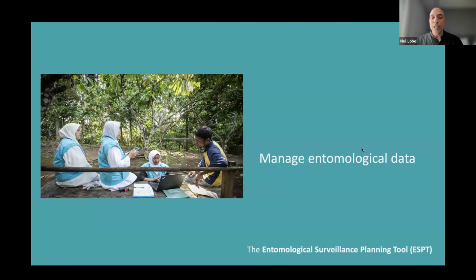Perfect. So managing entomological data is actually really important. Once you collect all this data, what do we do with it? How do we make sure it's of good quality? What can we do with it? What should we not do with it?